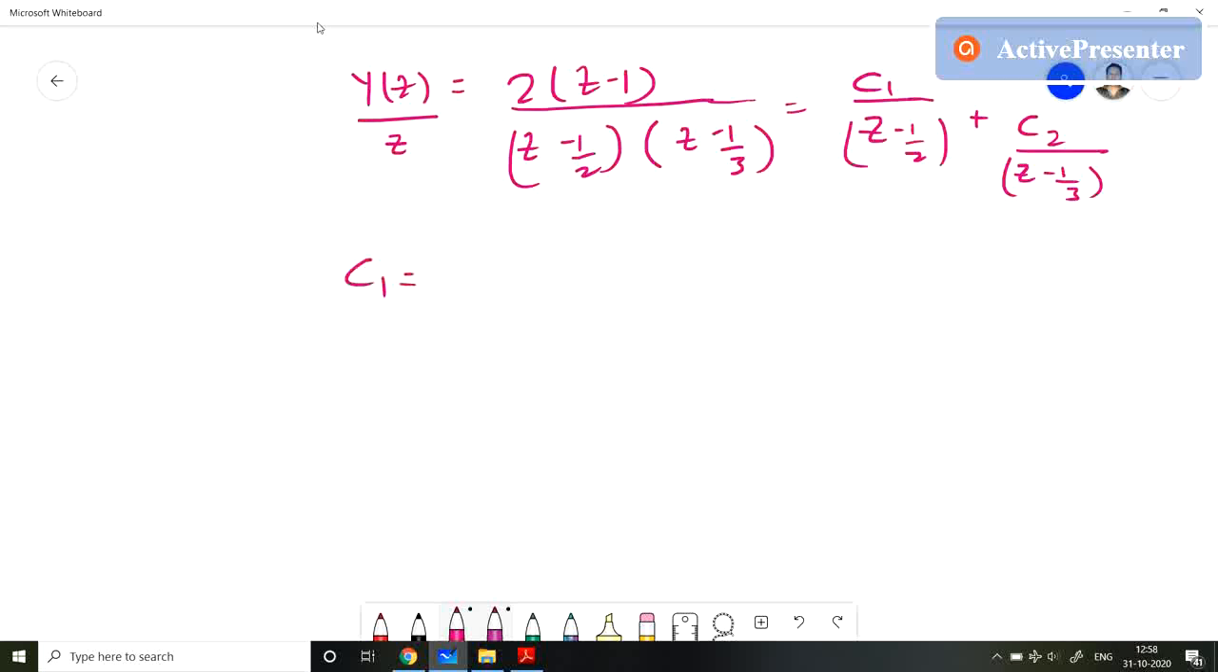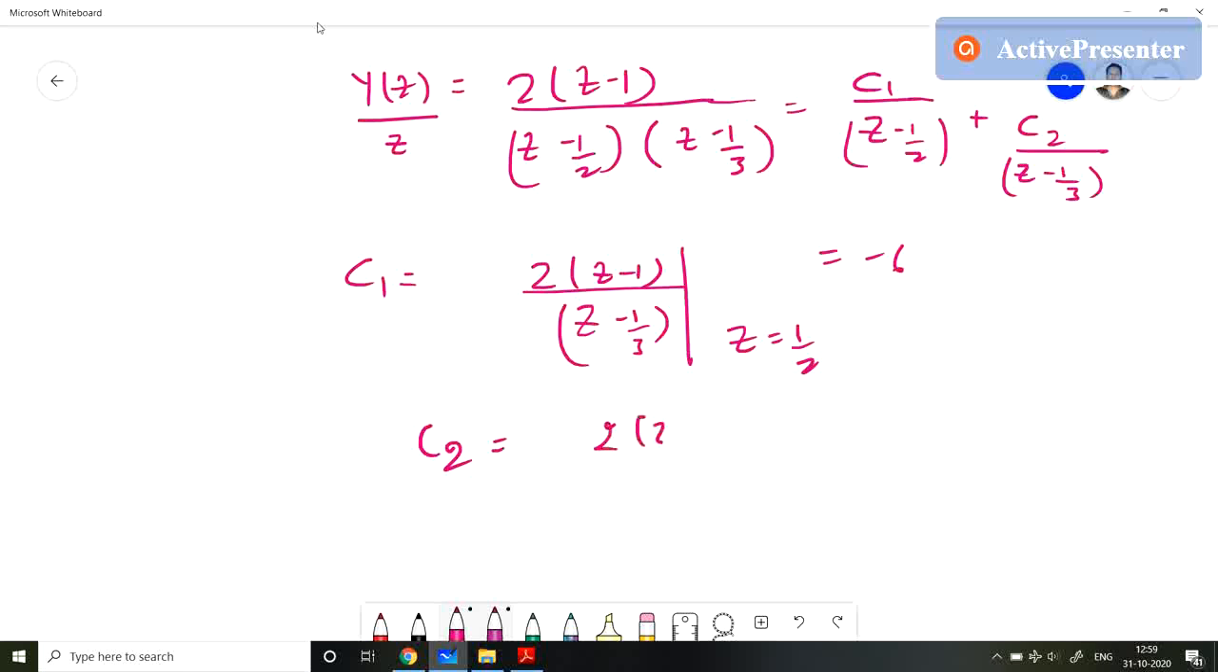So C1 is equal to (2z minus 1) divided by (z minus 1/3), with z equal to 1/2, and the value is minus 6. And C2 is equal to (2z minus 1) divided by (z minus 1/2), when z is equal to 1/3, and the value is plus 8.